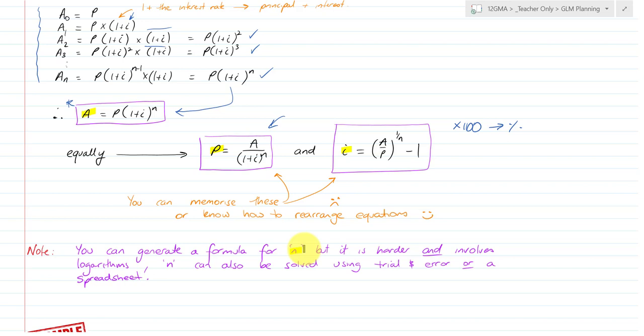We can also find N using trial and error or a spreadsheet approach. You might be asked to find an N in the exam, and in that case you probably would just refer back to the trial and error, a process of guessing N and seeing how close you can get. But I doubt that you'll be asked to find N. If you are asked to find N in the exam, don't try and rearrange. Just go to that trial and error and that will be perfectly fine.